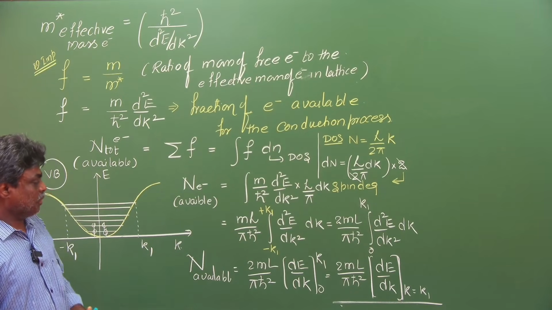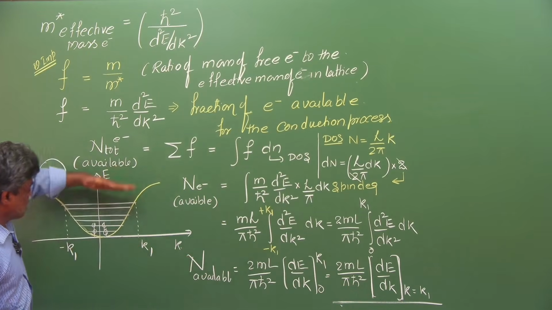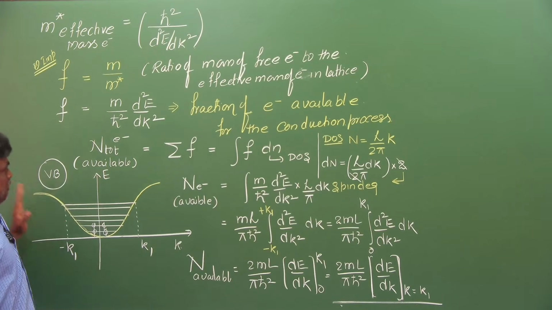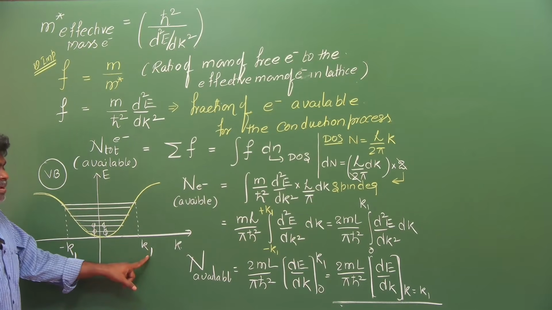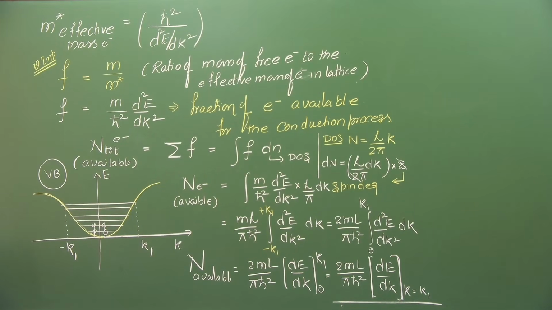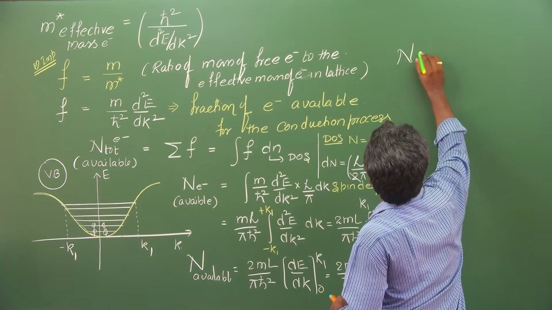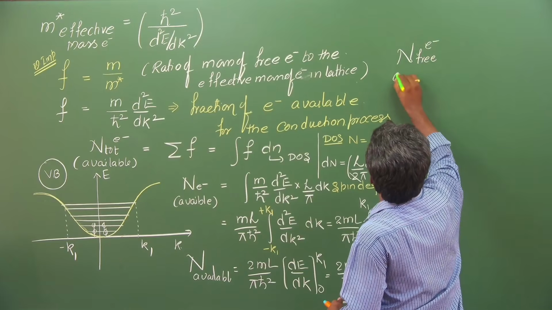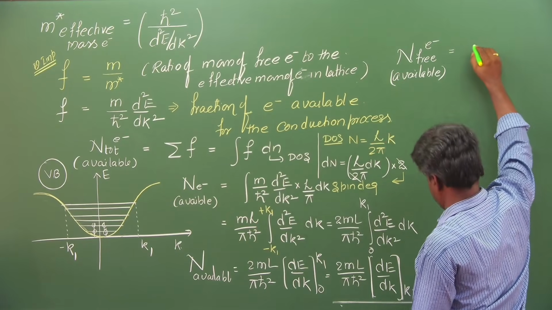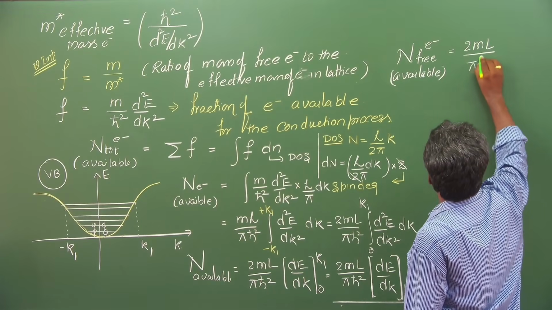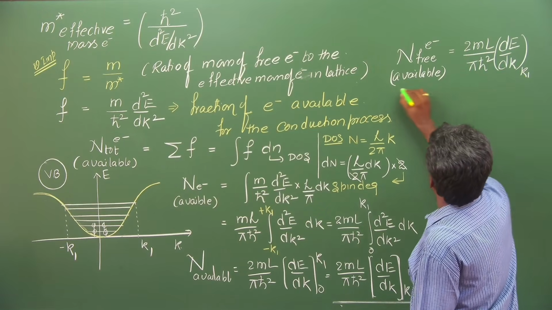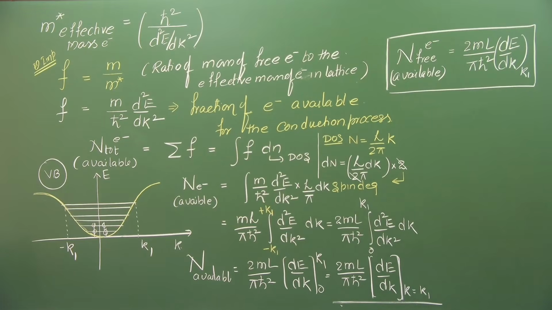So this is the total number of electrons available for the conduction process, whenever the valence band is filled up to a particular k value, that is K1. The number of free electrons available, effective or fraction, is 2mL by πħ² dE by dk at K1. Now carefully remember this.